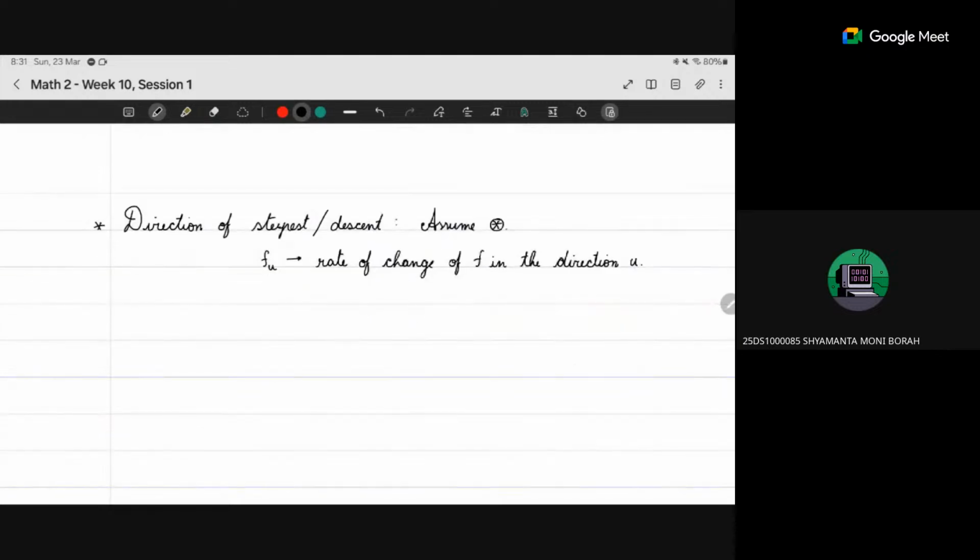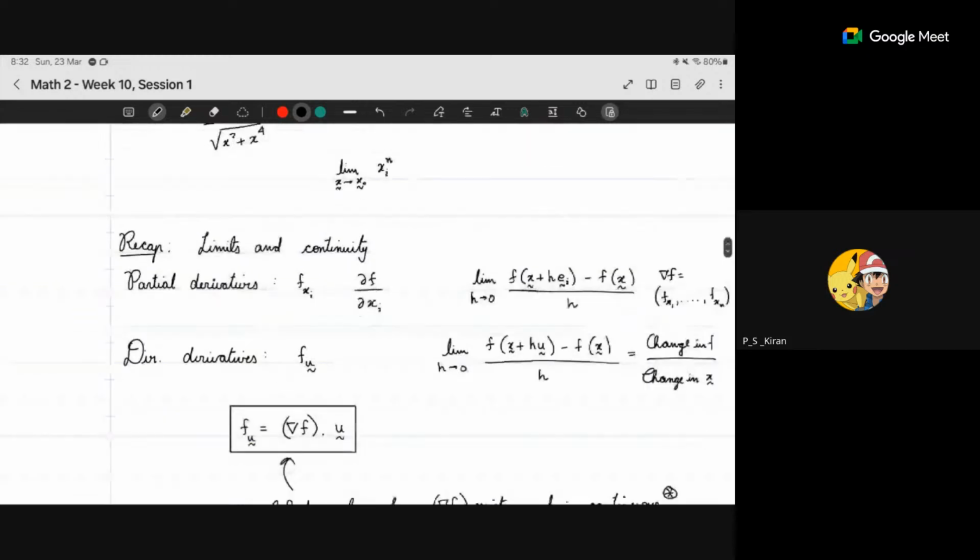Now suppose I am on just one moment. Let's say I'm on a surface like this. Yeah, what is it about? Sir, partial derivative is also a directional derivative in some sense. Yes. So if you substitute the direction u as e_i, you will get partial derivatives.